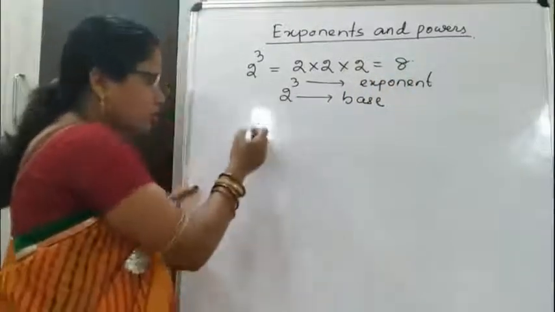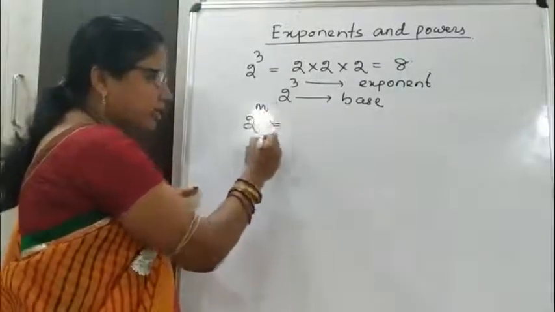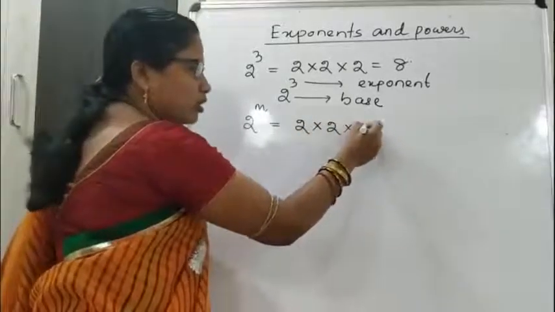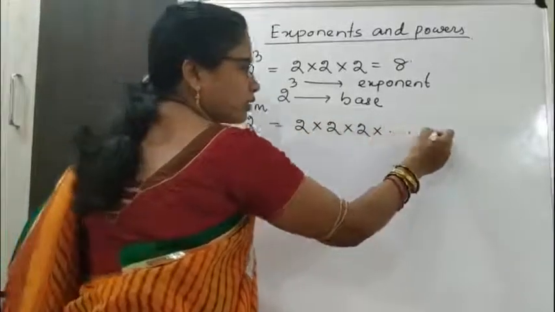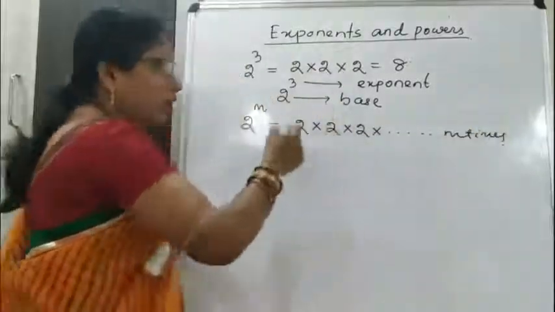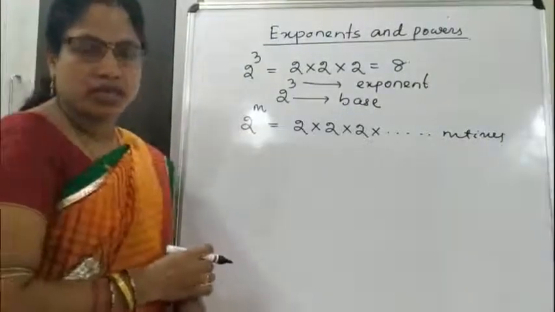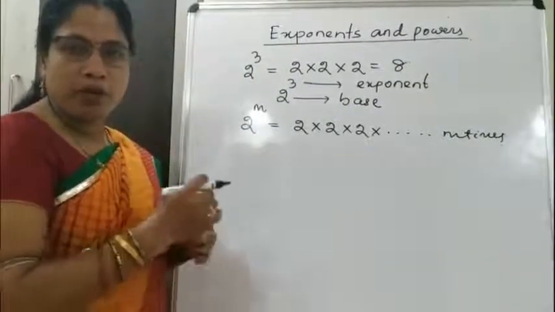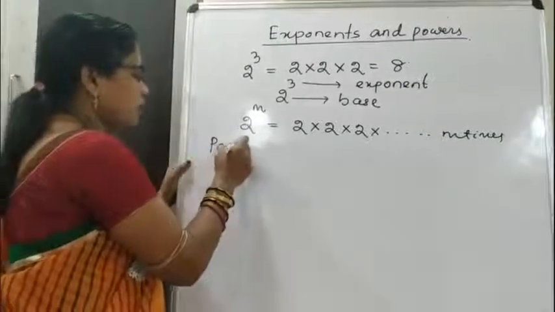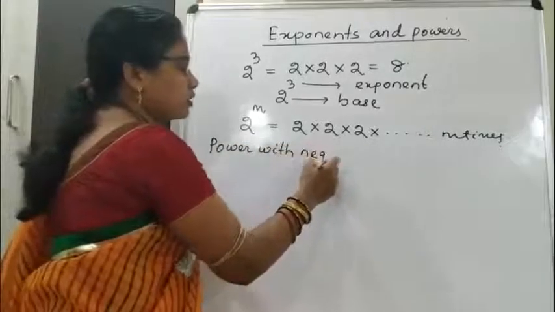In other words, 2 to the power m can be written as 2 multiplied with 2 multiplied with 2, m times. So these are all about exponents. In this section we shall discuss what is the power with negative exponent.